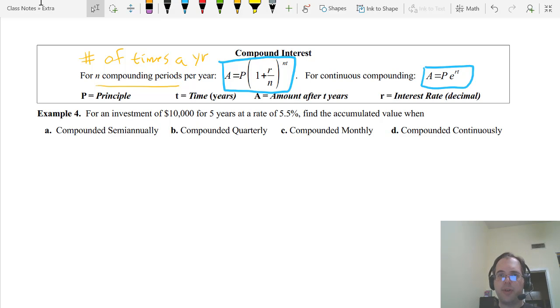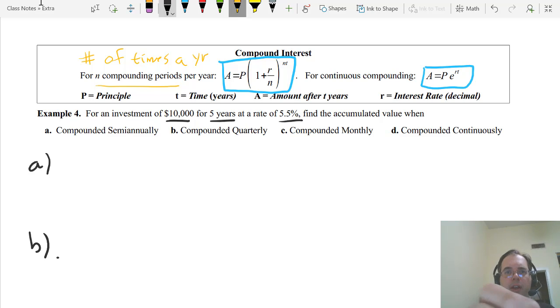And that means we don't have the number n; it works off a different formula that we have to use for calculating it. So let me show you all some different situations. We have here semi-annually, quarterly, monthly, and continuously, using an investment of $10,000 for 5 years at a rate of 5.5%. Before I go into the formula, make one quick note that the formula says r is the interest rate, and that interest rate is in decimal. So while I have a percentage here, in a second I've got to change it over to a decimal.